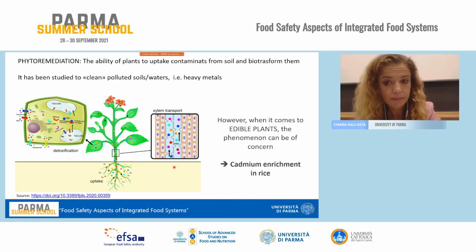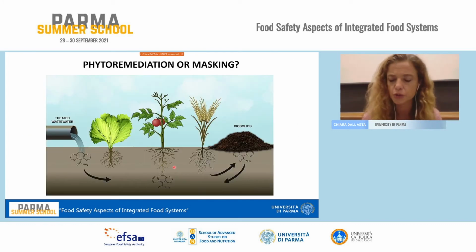The point is that when it comes to edible plants, so our veggies, our vegetables, the phenomenon can be of concern. Just for instance, the well-known phenomenon of cadmium enrichment in rice is pretty much the same. The rice is able to uptake the cadmium from the soil and bring it into the plant, into the edible tissue.